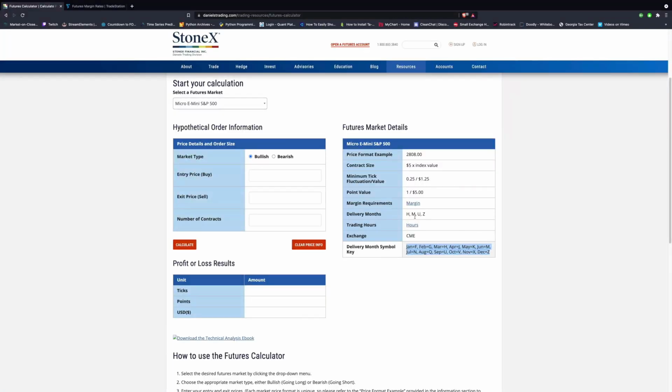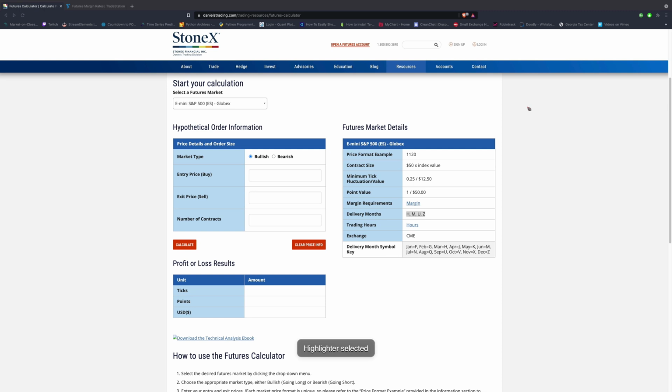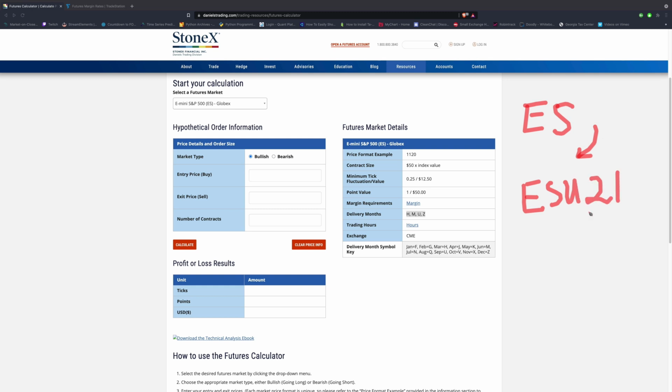So when we look at delivery months, we see that for the micro E-mini and all of the index futures, we see HMUZ. And what that tells me is that every 3 months, the contract rolls into the next contract month. You cannot trade just ES. Every time you trade, you have to have the contract month associated with it. Currently, we're on ESU 21, and in 3 months from now, I will need to be trading ESZ 21.